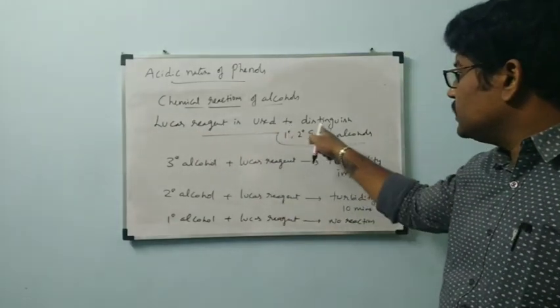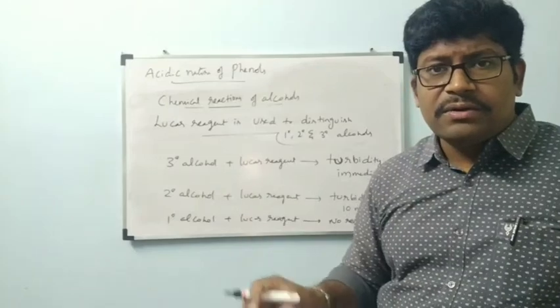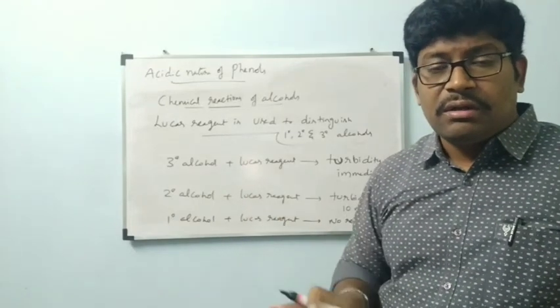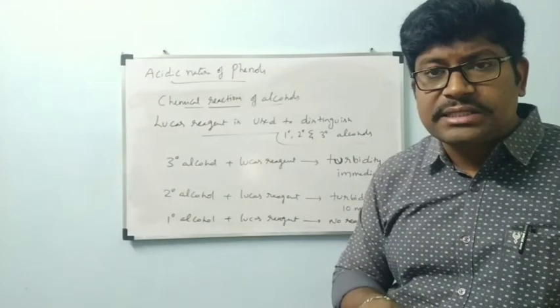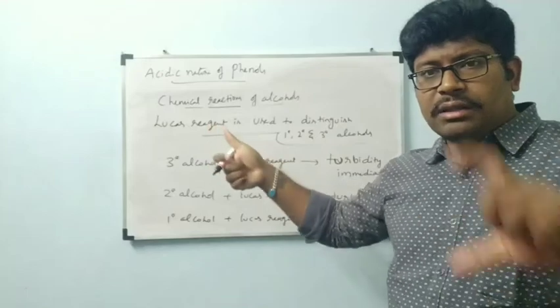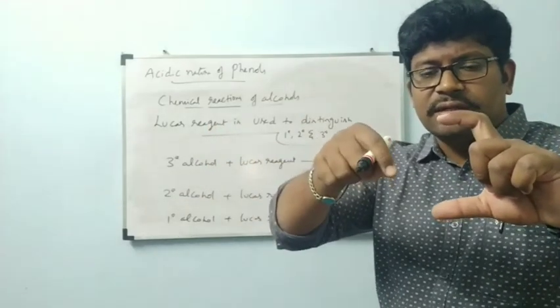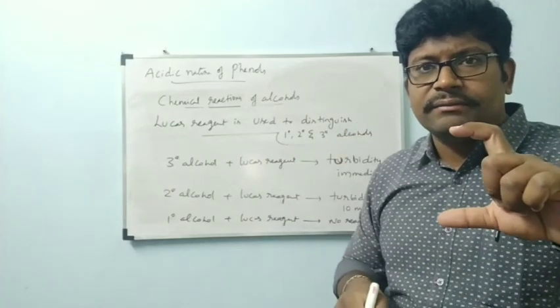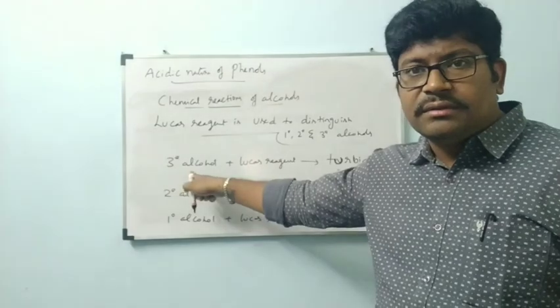Lucas reagent is used to distinguish primary, secondary and tertiary alcohol. The given compound is an alcohol, we know. Whether it is primary, secondary or tertiary, we don't know. In that case, we will use Lucas reagent. The given alcohol is taken in the test tube. To that we add Lucas reagent. If immediately we see turbidity, then we can confirm that one as tertiary alcohol.